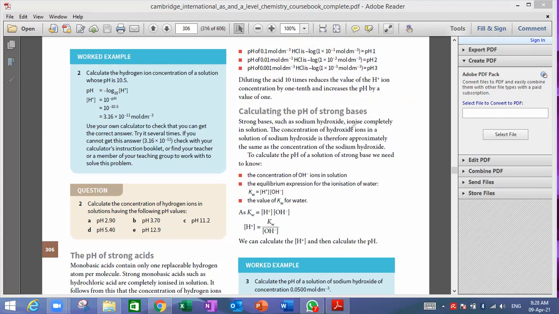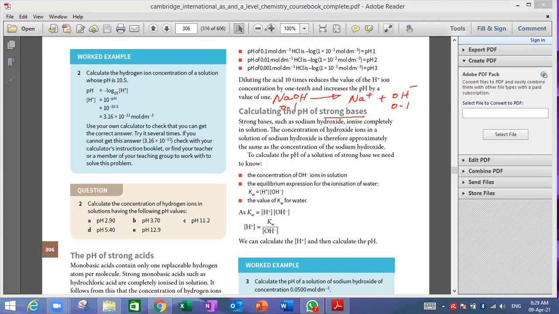Since we have a strong base, for example sodium hydroxide, since it is strong, it will completely ionize into sodium ions and OH ions. And so if we are given the concentration of sodium hydroxide to be 0.1, then the concentration of the hydroxide ion will also be 0.1 moles per decimeter cube. So how can we calculate the pH?